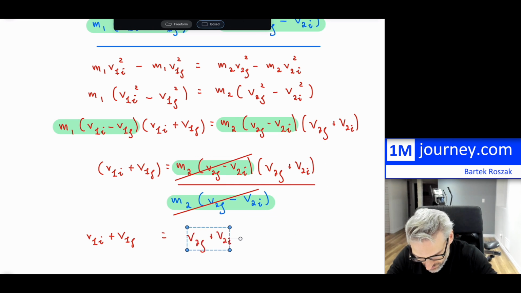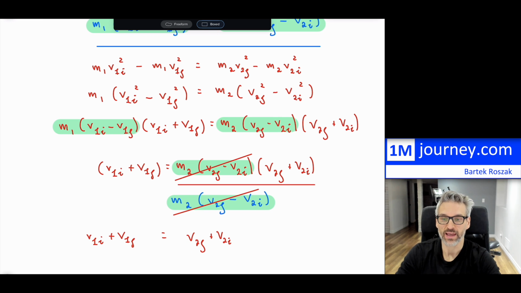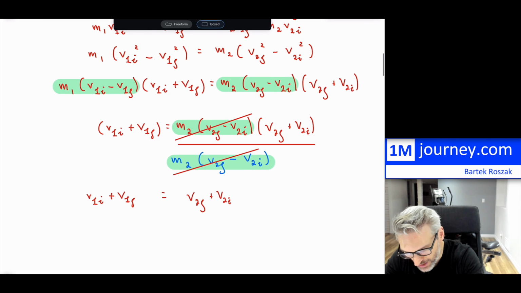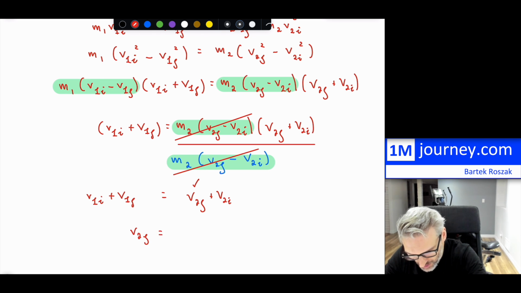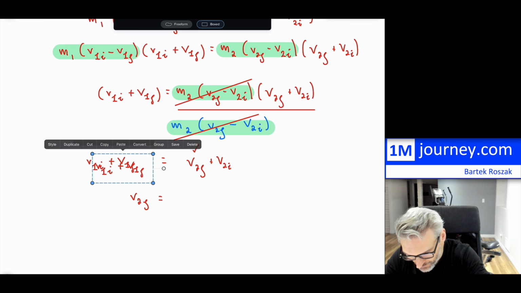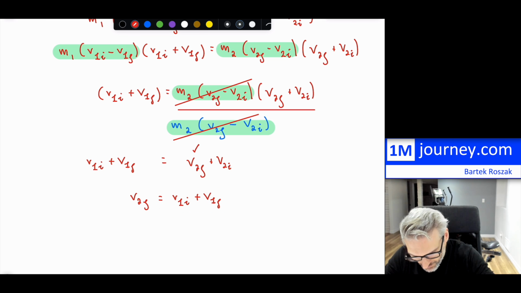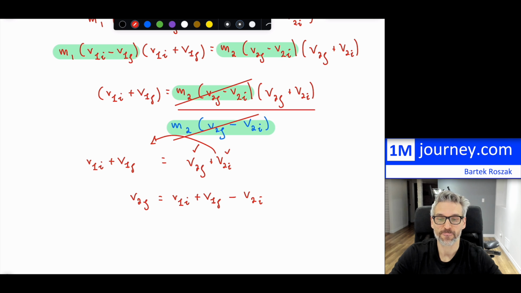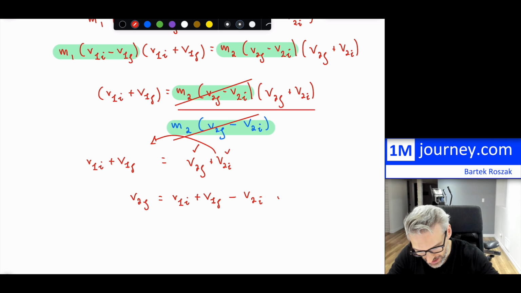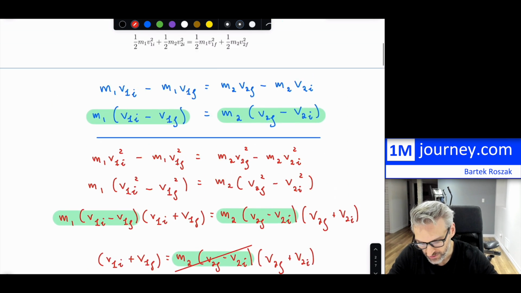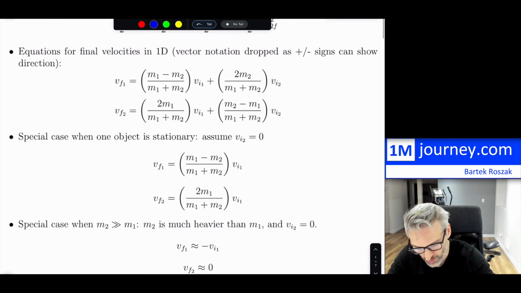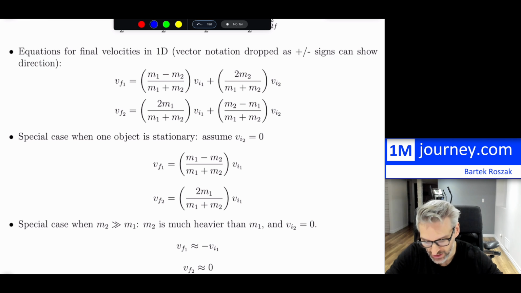I'm going to do that. And so from here, I'm going to now isolate for this. And that's going to give me V2F is equal to this minus the V2I, right above there. So I just shifted that over to the other side, but I wrote it from left to right. Now, once I have this, remember that our goal is to show these two equations. That's what we want to be able to show. I'll show one of them because the process is exactly the same for the other.